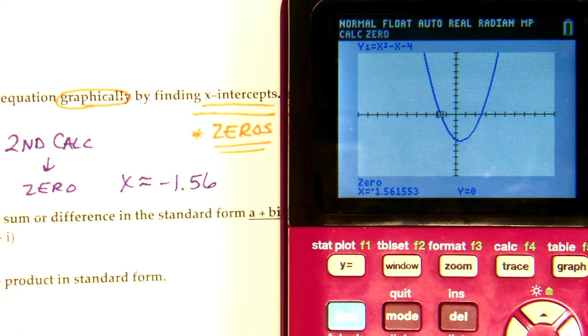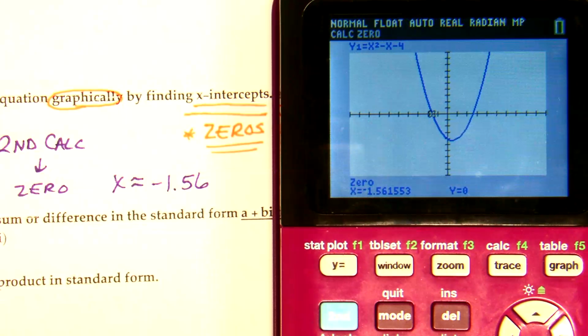And then we repeat the process, right? There's not a way to just do it once and get both answers. So now I'm going to repeat the process. I'm going to again go into second, calc, which is that trace button. And I'm going to either hit 2 or arrow down to 2 and hit enter, which is 0.